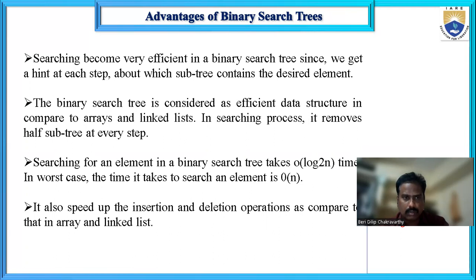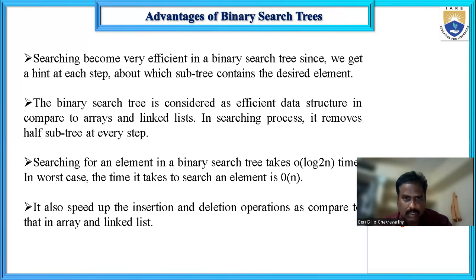Compared to arrays and linked lists in the searching process, it removes half of the subtree at every step. As I already told you, in every step, if the element is greater, I'll be moving to the right subtree. I'm not checking the left subtree. If the element is less, I'll be moving to the left subtree. I'm not going into the right subtree. That means every time a half subtree is removed at every step.